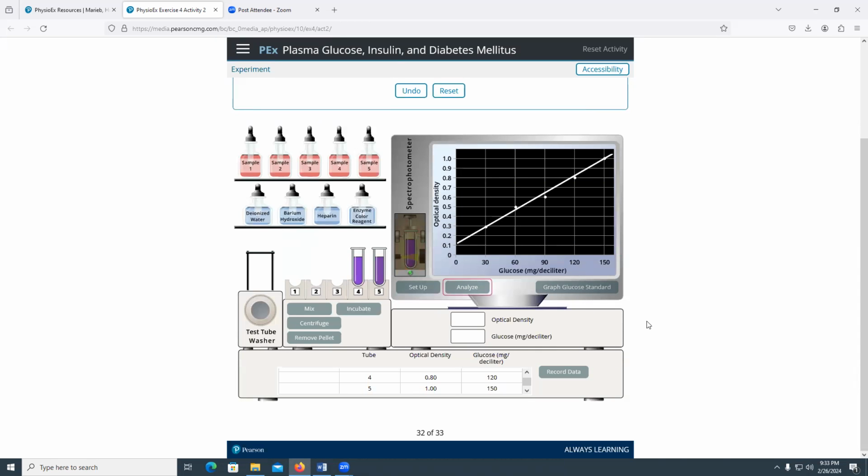Analyze that. When we analyze that, we recorded data. We've already recorded that sample number 3, optical density 0.89, and this is above 126. This is a diabetic guy.